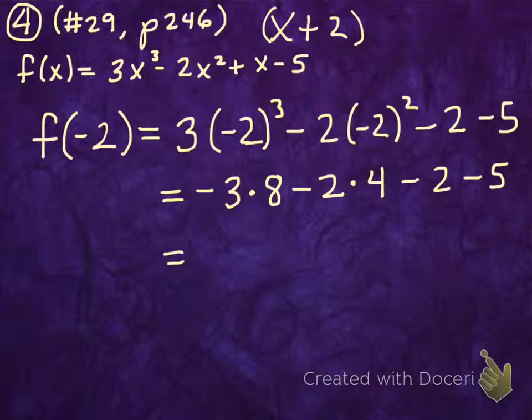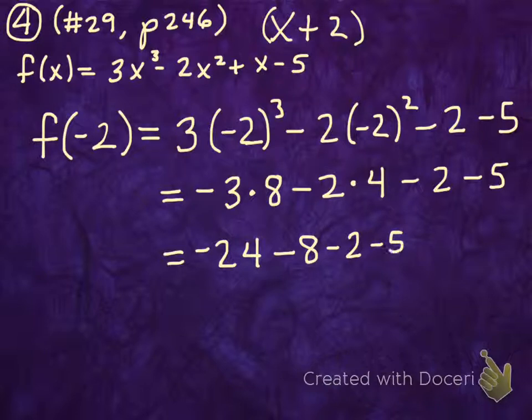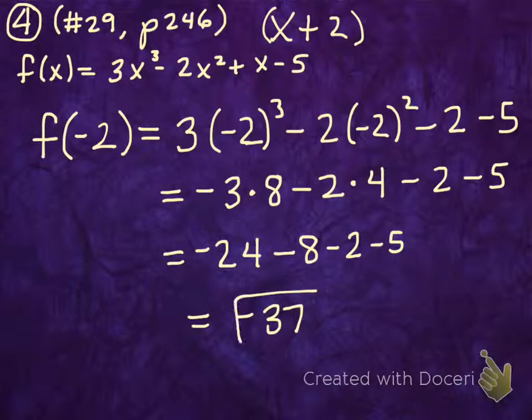Simplifying one more time, negative 3 times 8 is negative 24, minus 2 times 4 is 8, minus 2 minus 5. So since everything here is being subtracted, we would add all these terms together. Negative 24 minus 8 would be negative 32, minus 2 would be negative 34, minus 5 would be negative 37. And that would be the remainder if we divided f of x by x plus 2.